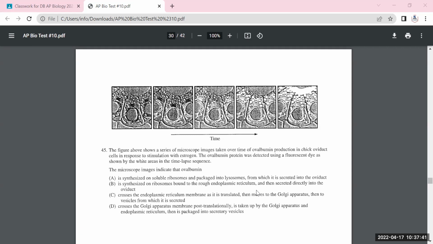Okay, so what do we kind of see? Once you stimulate with estrogen, right, you can see ovalbumin kind of taking over that white stuff, I'm assuming, right? So ovalbumin, as you... I don't know, this is such a bad picture. A: is synthesized on soluble ribosomes and packaged in lysosomes. Not true. B: is synthesized on ribosomes bound to the RER and then secreted directly into the oviduct.